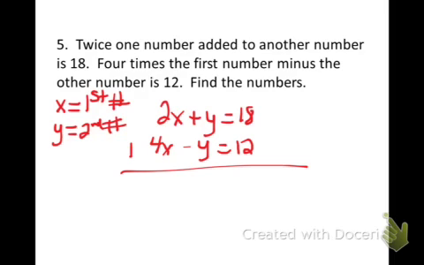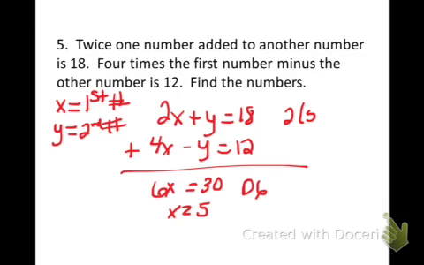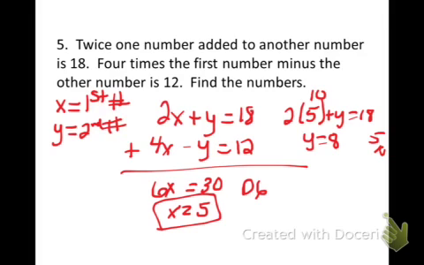Now we can solve it by adding the two equations together and get 6x equals 30. Divide by 6, x equals 5. Again, you can put it in either one. I'll put it in the first one. So it's going to become 2 times 5 plus y equal 18. So that's 10. So I need to subtract 10 from each side. We get y equal 8. Technically, these do not really need to be written as an ordered pair. Just have your two answers, x equal 5 and y equal 8.